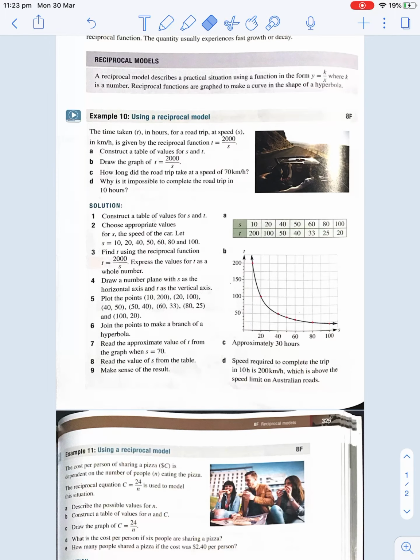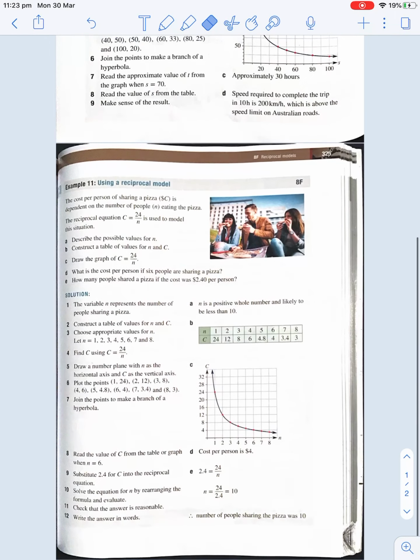Okay, so moving on, let's try another one. So relatively similar sort of question. The cost per person of sharing a pizza. So the cost per person varies, depends on the number of people eating the pizza, which makes sense. So we've got cost as a variable and the number of people eating the pizza as another variable. So this is our equation that we can use to model this situation.